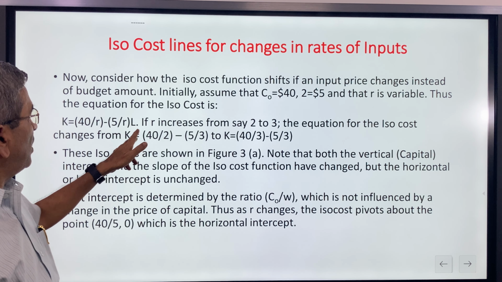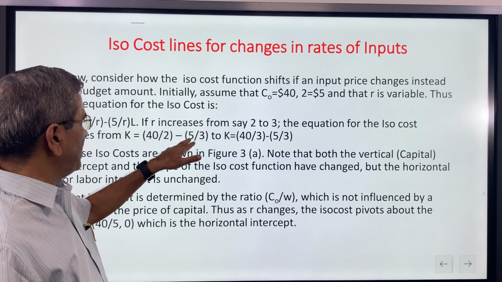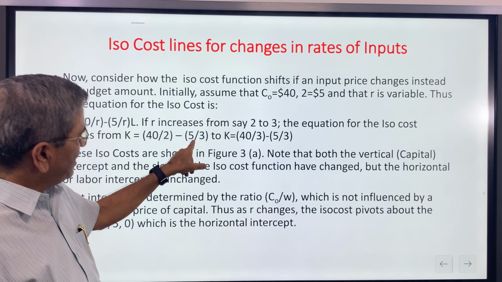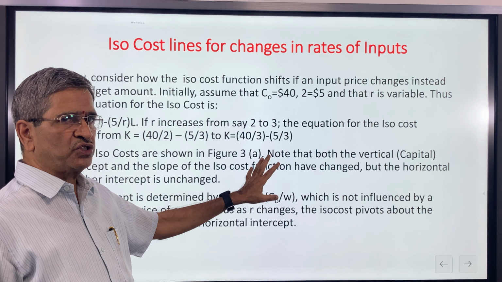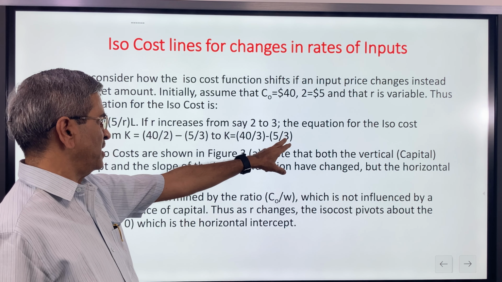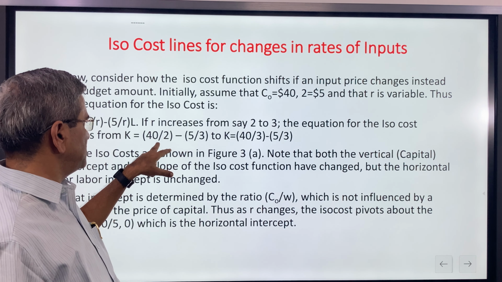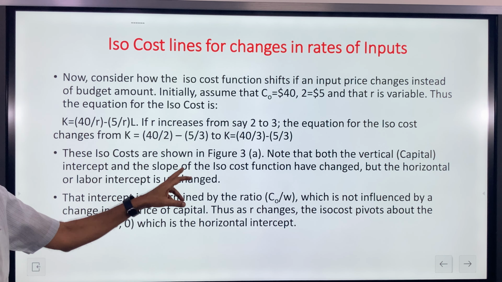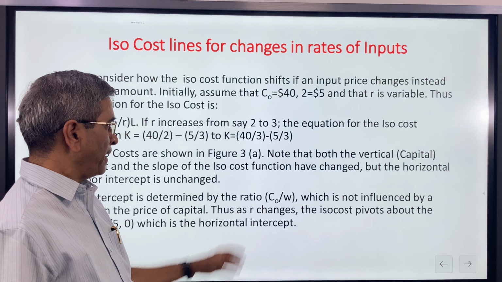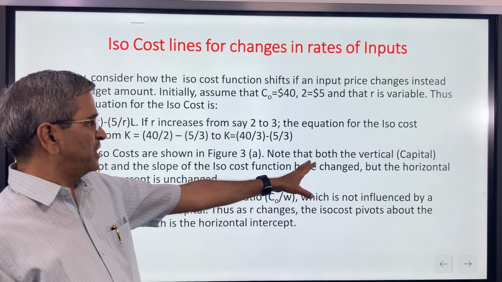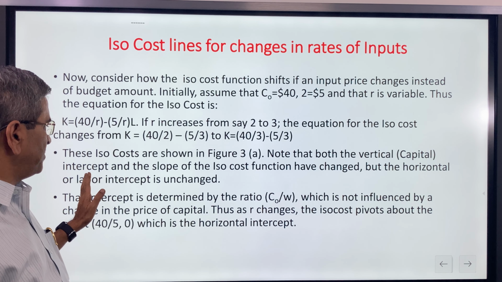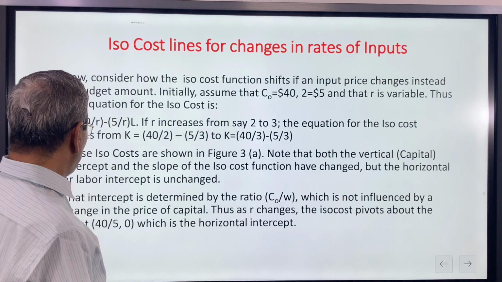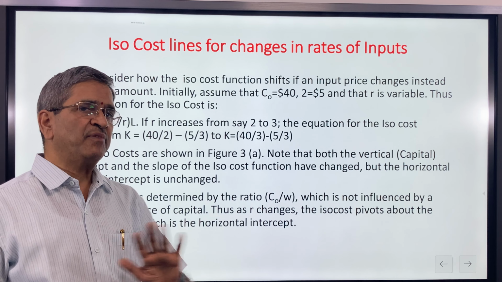From 2 to 3, it will be 40 divided by 2 minus 5 divided by 2 will change into 40 divided by 3 minus 5 divided by 3. The labor term remains as it is, because there is no change in the labor wage rate. But the capital rate is increased from 2 to 3. In such case, the isocosts are shown in figure 3.a. Note that both the vertical capital intercept and the slope of the isocost function have changed, whereas the horizontal labor intercept will not change.